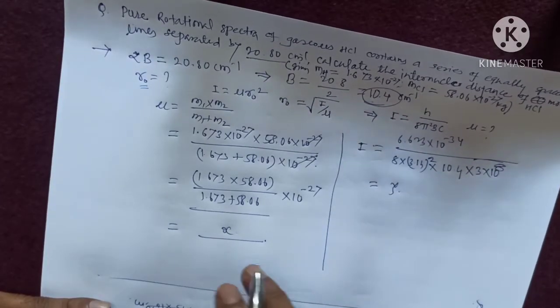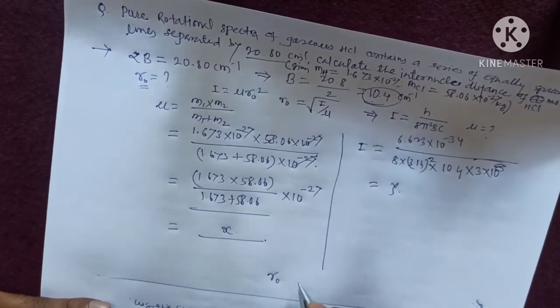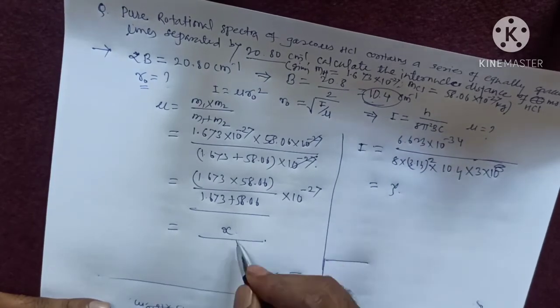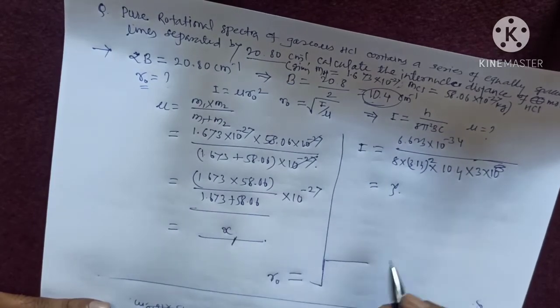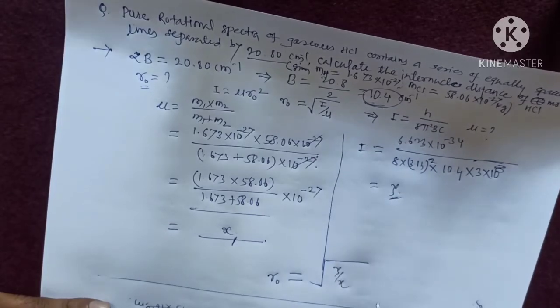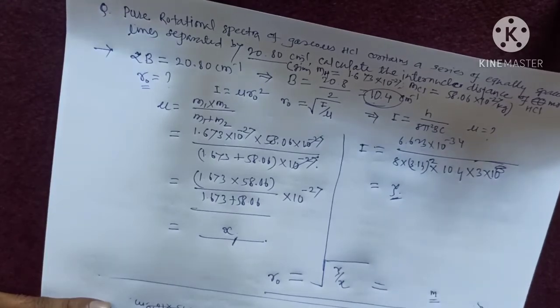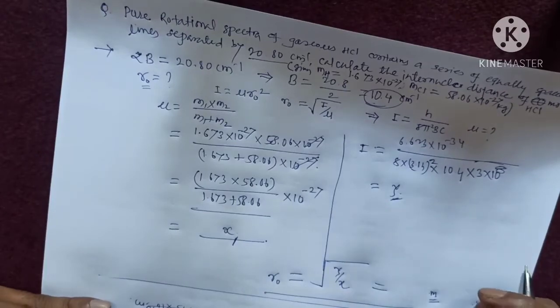Okay, I and mu, and substitute here. So directly you will get the R0. Substitute this value of x, that is mu, and y, that is I. So y by x, and determine the value of R0, which will be in terms of meter, because already we have considered the SI units here.